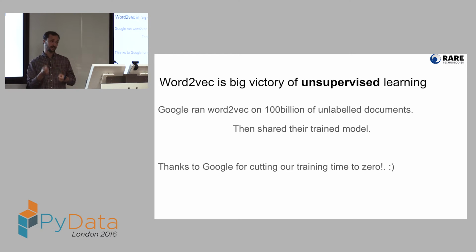And this model is actually shared, so you can just download it and use it. So your training time with this model will actually be 0. Google has already saved you lots of electricity. This is an amazing thing that they did.